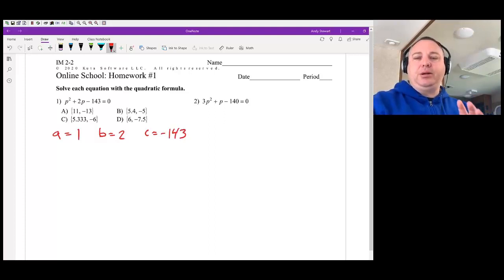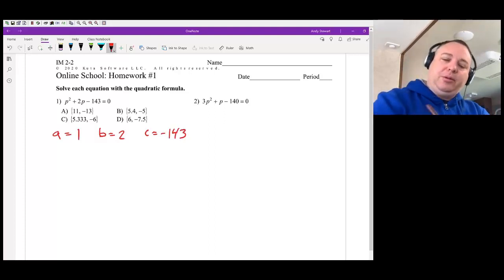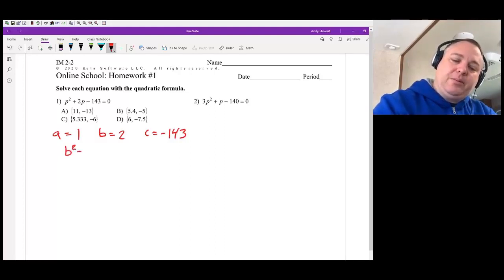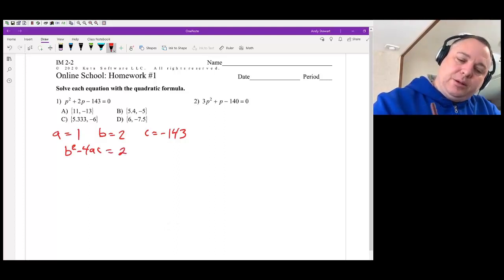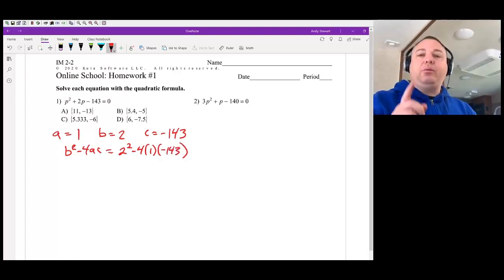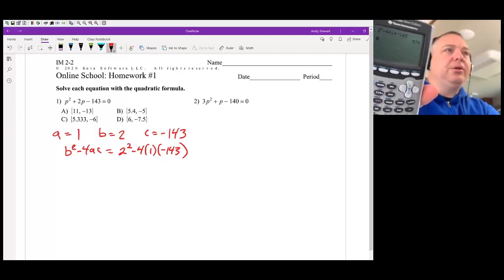The first thing I like to do is calculate what's called the discriminant. The discriminant is the b squared minus 4ac part of the formula. So I'm going to plug that in. 2 squared minus 4 times 1 times negative 143. Now, when you're calculating this, I'm going to be using a TI calculator. What I would recommend for you, if you have a computer, is use the Desmos Scientific Calculator. So 576.